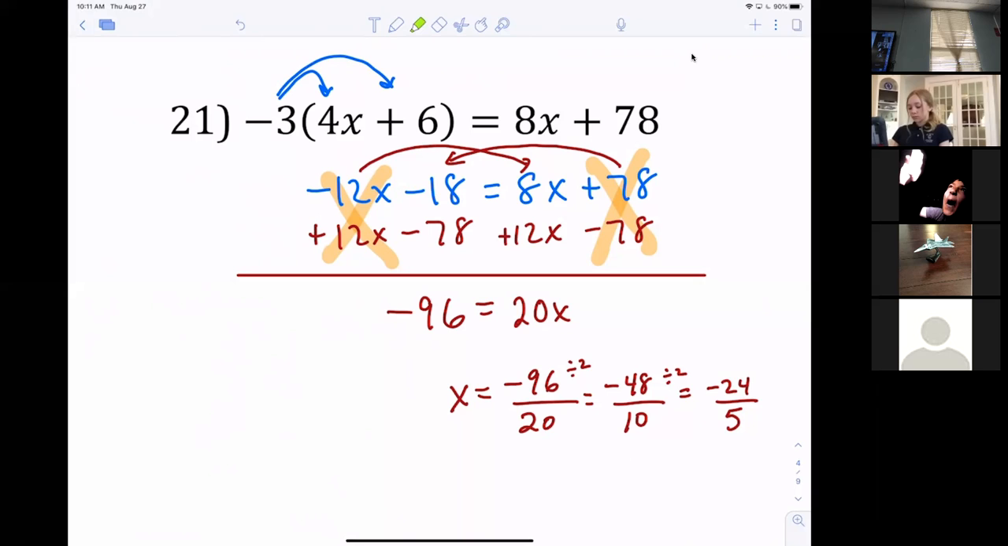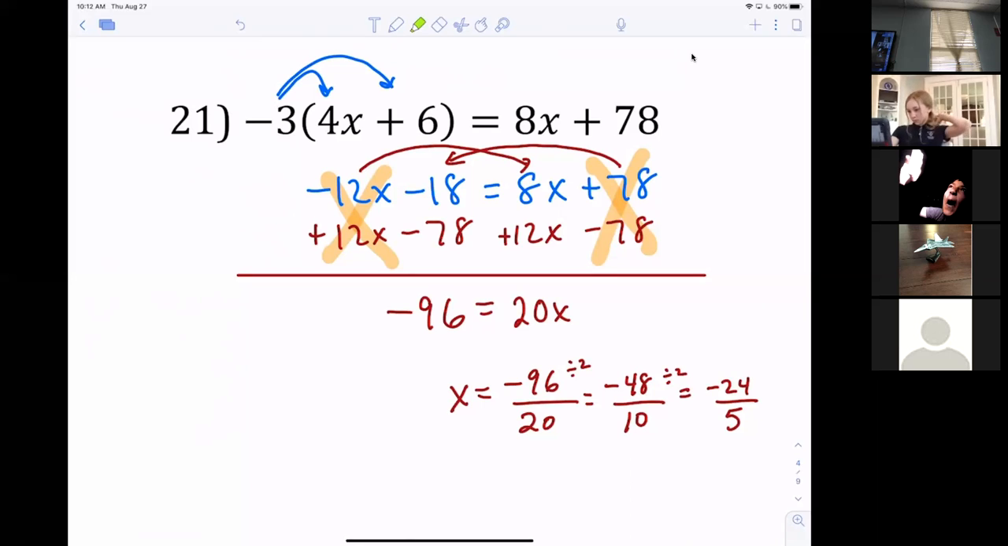Jack? Yeah, I do. Now, if you just move the variable to the left and the number to the right, all that's going to do is make it -20x = 96, which will be the same answer. You hear me on this?